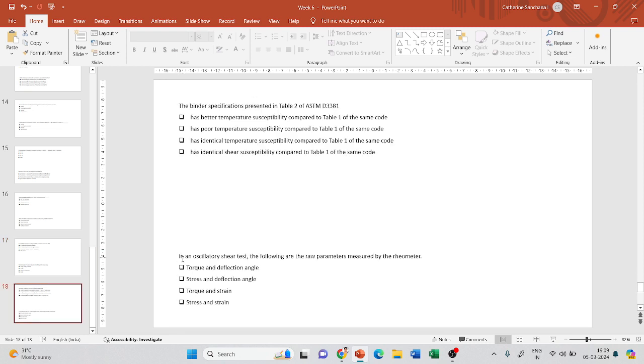So this one. In an oscillatory shear test, the following are the raw parameters measured by the rheometer. Time and again, all through this lecture till now, I've been telling you that torque and deflection angle are the raw parameters measured by the rheometer. Stress and strain are computed from these two raw parameters.